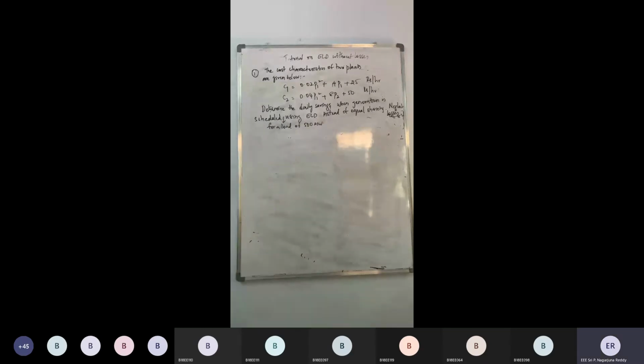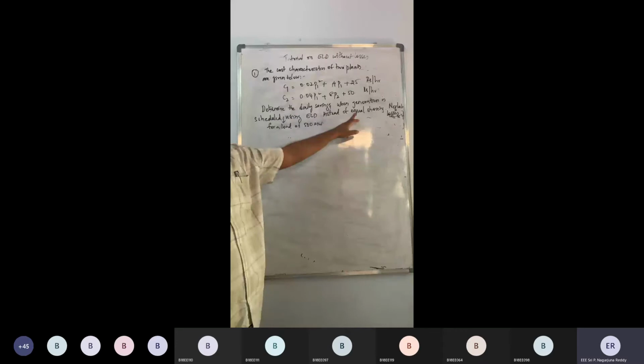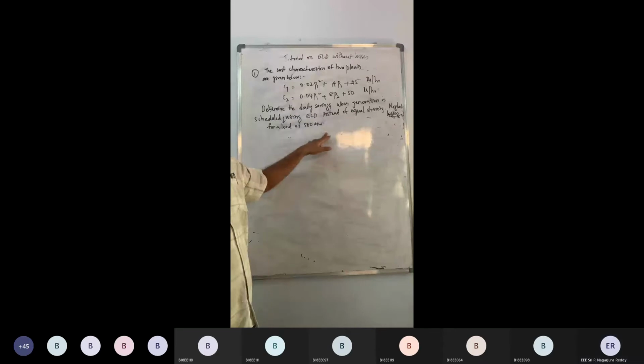Kindly go through the problem. There are two plants for which the cost characteristics have been given. The cost characteristics of two plants are given below, C1 and C2 in rupees per hour. Determine the daily savings when generation is scheduled through ELD instead of equal sharing for a load of 500 megawatts. Ignore the losses.